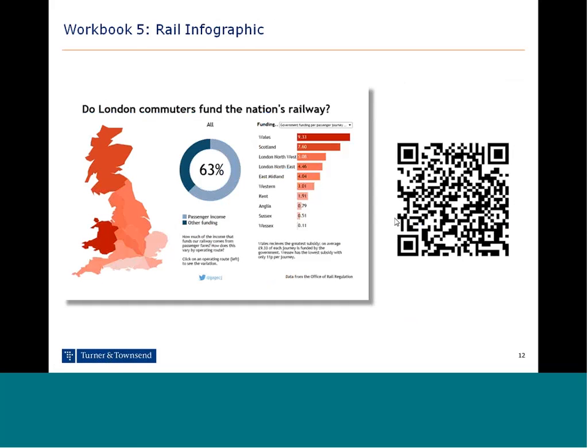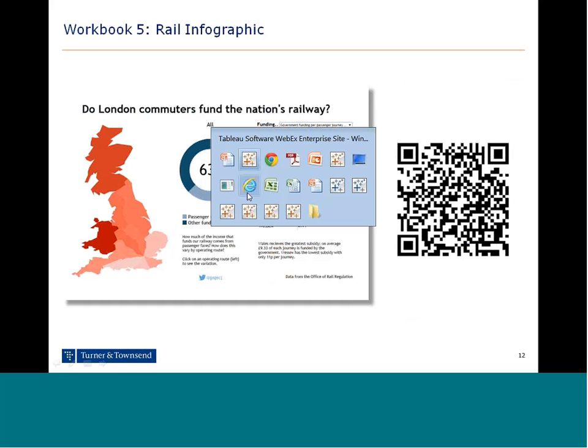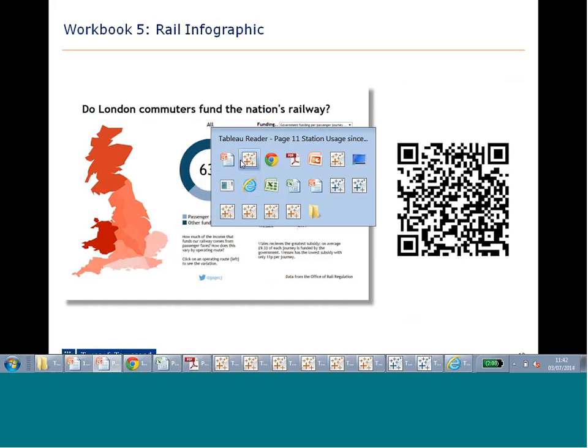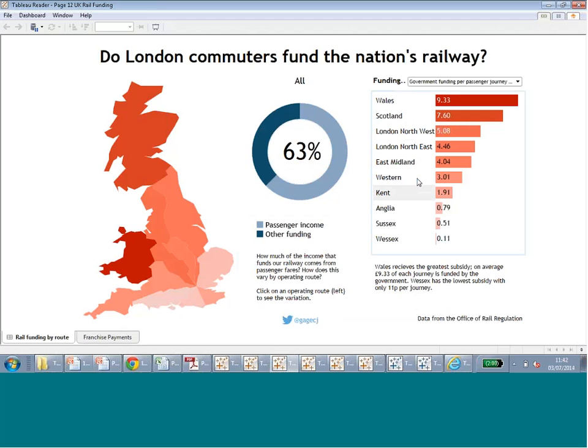Now, the next one is really picking up on some of those themes and trying to explore it to the next level. So what I was trying to do here is, I saw that London obviously provided almost half of all of the passenger numbers travelling in England and Scotland. So just trying to understand who actually funds the railways. And I guess the hypothesis is perhaps commuters to London fund the nation's railway.